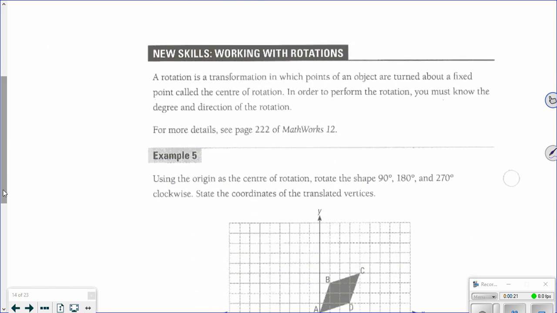Okay, so the new skill we're going to work with, first of all, is working with rotations. A rotation is a transformation in which parts of an object are turned about a fixed point called the center of rotation. In order to perform the rotation, you must know the degree and the direction of the rotation. So degree is how far, how many degrees we're going to turn of that circle. The direction is going to be clockwise or counterclockwise.